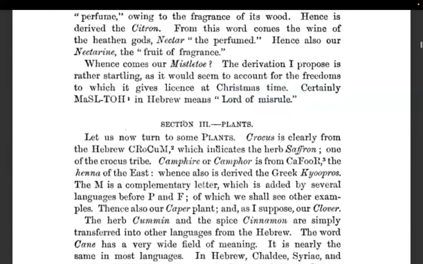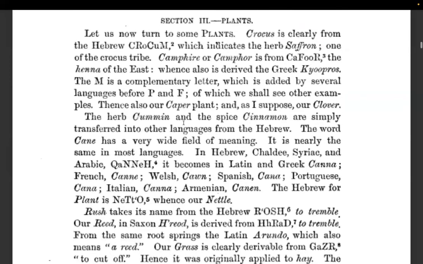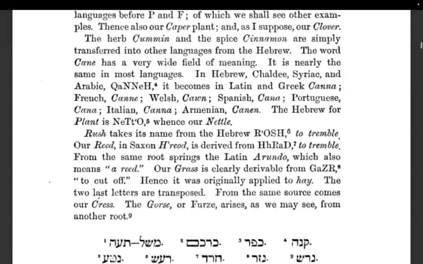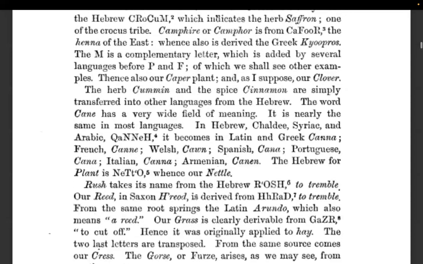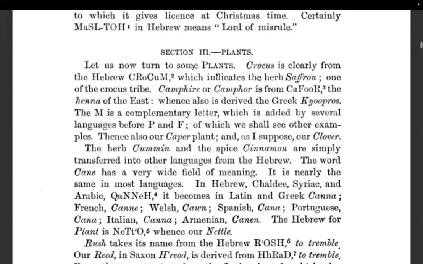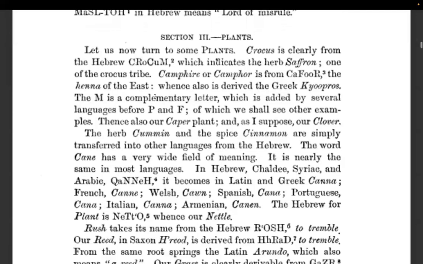Section 3, plants. Let us now turn to some plants. Crocus is clearly from the Hebrew crocum, which is right here, crocum, kof, like the kaf K, resh, kaf, mem, which indicates the herb saffron, one of the Crocus tribe.